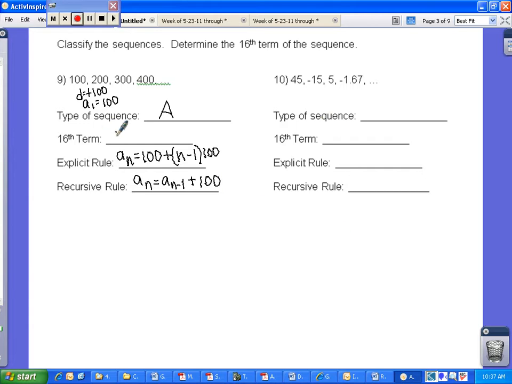My 16th term, I'm going to again just substitute 16 in here. So a sub n equals 100 plus 16 minus 1, which is 15, times 100. And now I'm going to simplify that, and I'm going to get 1,600.